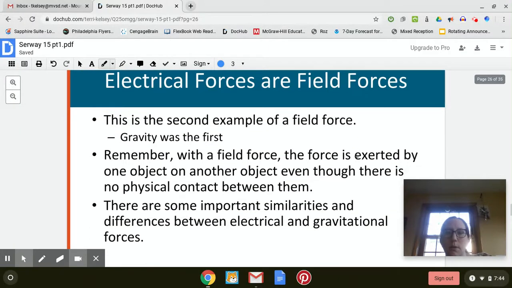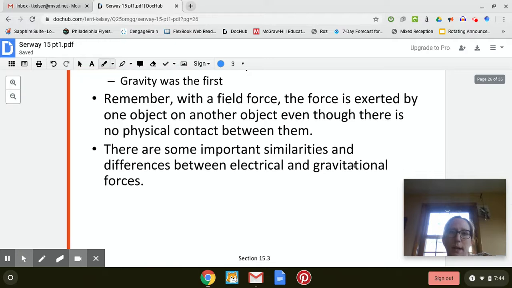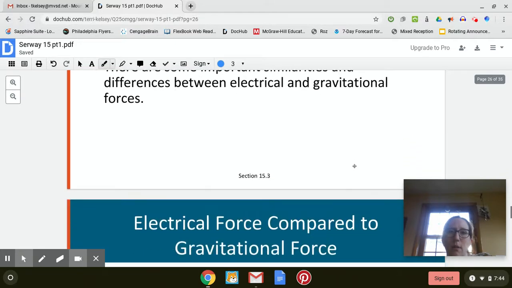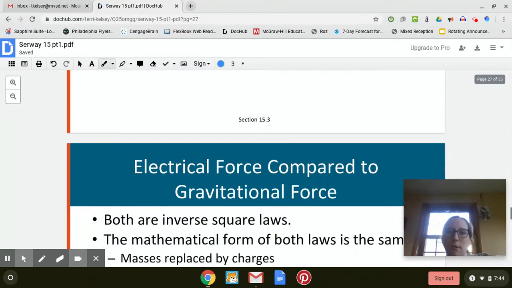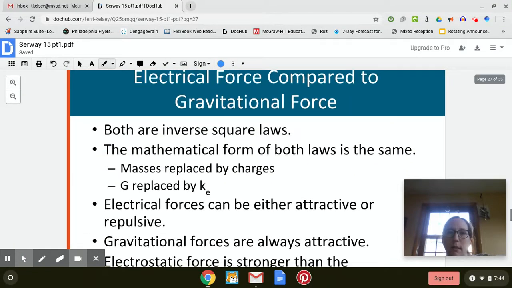The forces that are created are field forces, because it's sort of like gravity. The influence of a charge technically goes on forever. They're also called action-at-a-distance forces. If you think about how we do gravity, electric force is a lot like that. Here's the comparison between gravity and electrical force.